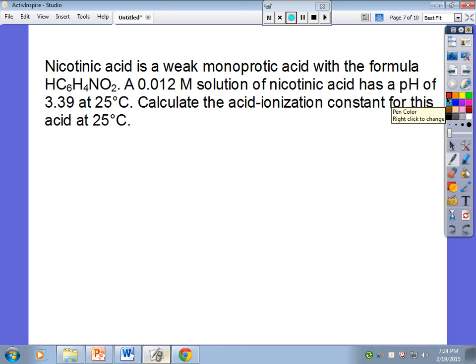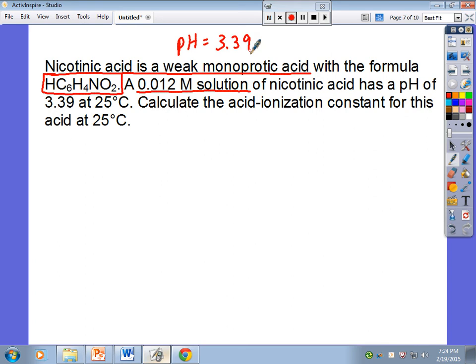I have a nicotinic acid and it's a weak acid. Well, they're telling me it's a weak acid, but I know that's a weak acid. How come? Because it's not a strong acid. I know the starting molarity, and I know its pH. So now it has a pH of 3.39 at 25 degrees Celsius. That's nice because things can change if I heat things up or cool things down. This is my nicotinic acid.